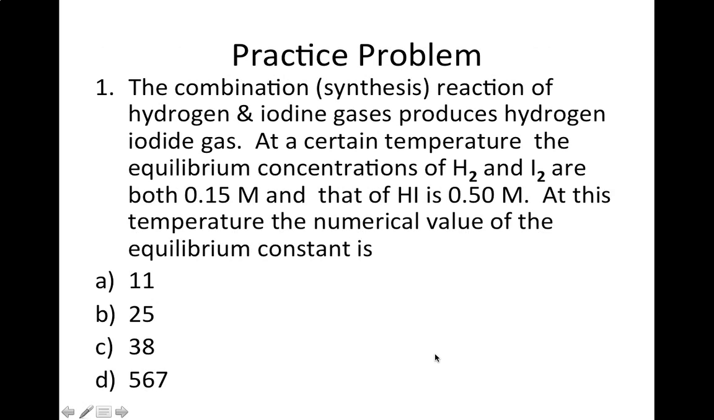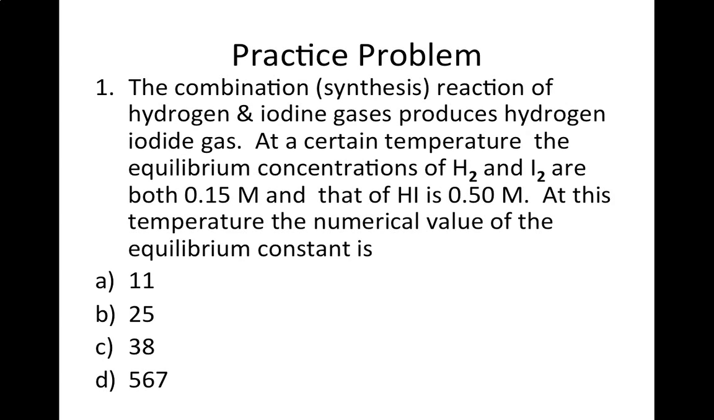The next one, we have a combination or synthesis reaction of hydrogen and iodine gases producing hydrogen iodide gas. At a certain temperature, the equilibrium concentrations of H2 and I2 are both 0.15 moles per liter, and that of the HI is 0.50 moles per liter. At this temperature, the numerical value of the equilibrium constant is one of those. So we want to first write a balanced equation. H2 plus I2 goes to 2HI. That's our balanced equation for this one.